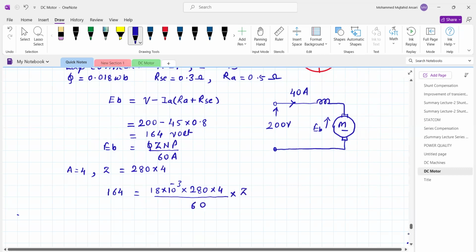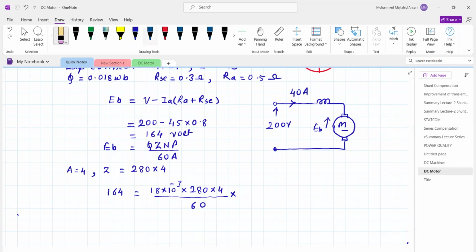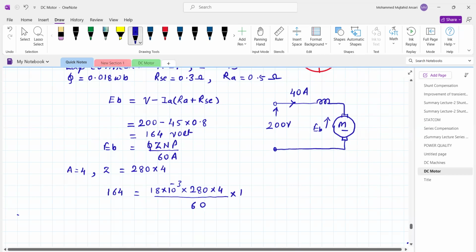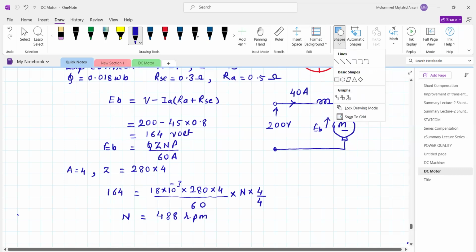into speed, sorry, speed multiplied by P by A. So it is 4 upon 4. Okay. So we get speed N is equal to 488 RPM. So this is the first parameter.